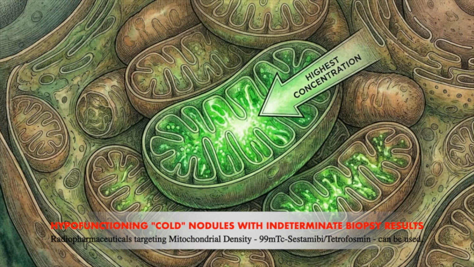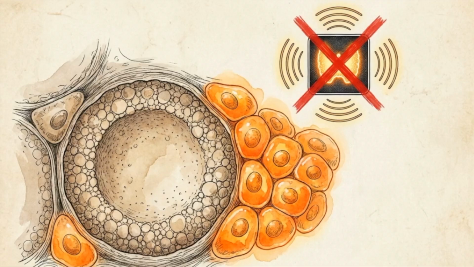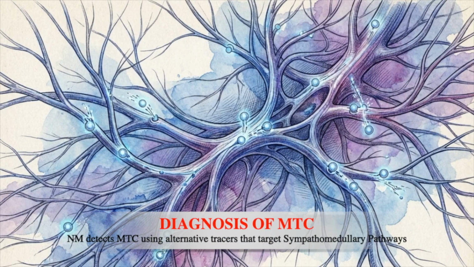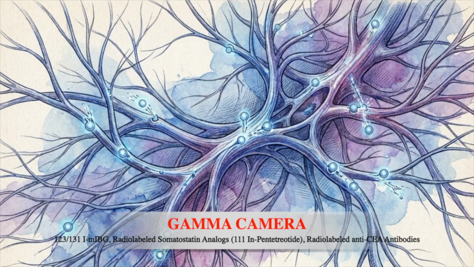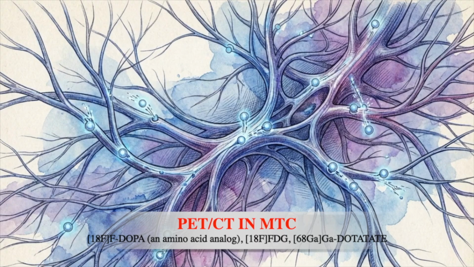To evaluate indeterminate nodules, physicians measure mitochondrial density using technetium-99m sestamibi. A lack of sestamibi retention has a high negative predictive value for ruling out malignancy. Medullary thyroid cancer arises from parafollicular C cells, which do not concentrate iodine. This makes standard radioiodine scans ineffective. Instead, physicians use tracers that target sympathomedullary pathways, such as MIBG, pentetreotide, or anti-CEA antibodies. PET-CT options include 18F-FDOPA and gallium-68 DOTATATE.